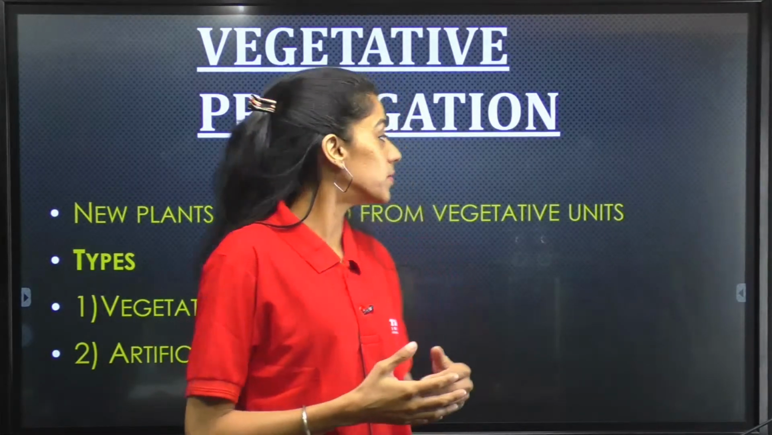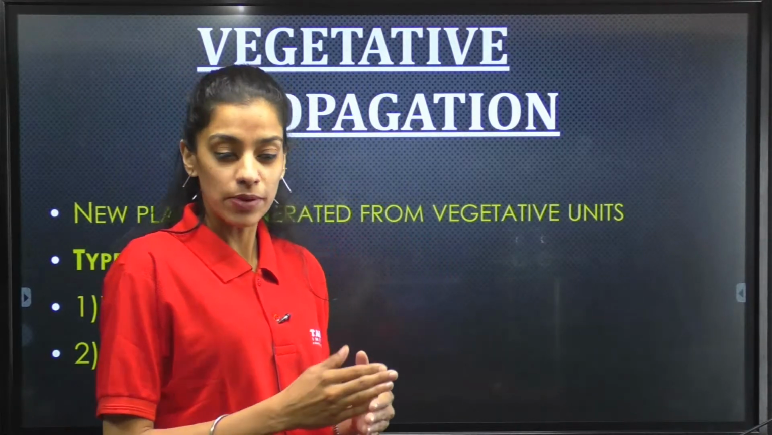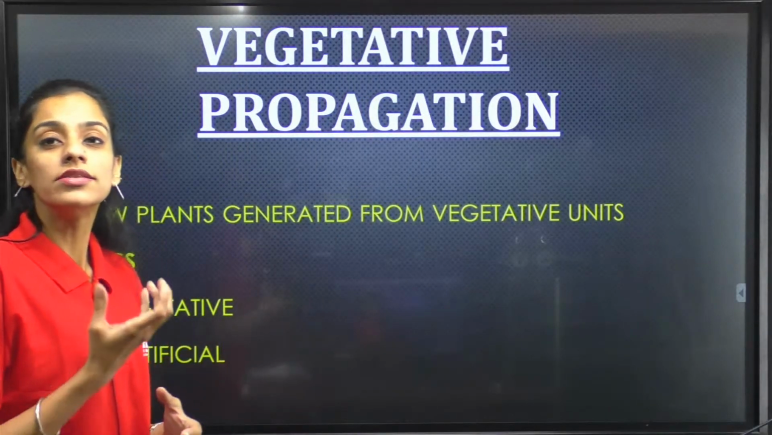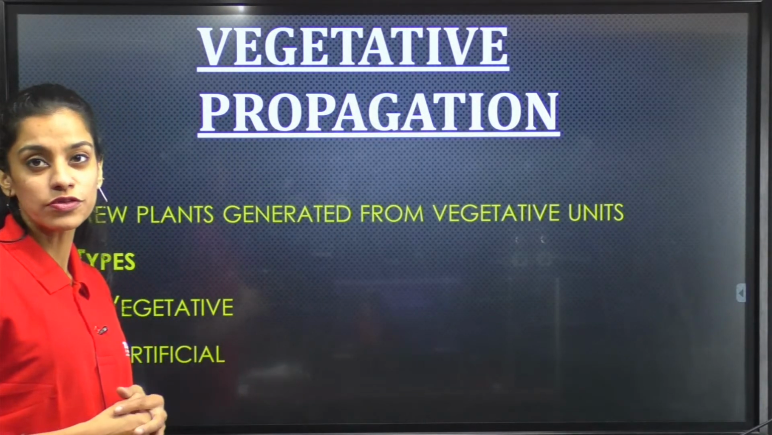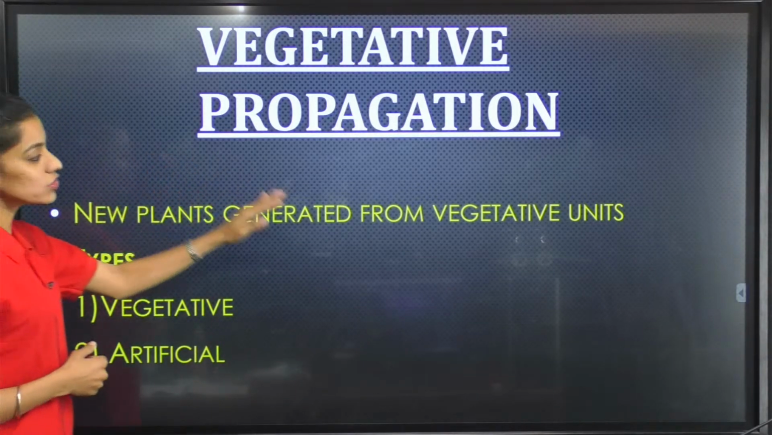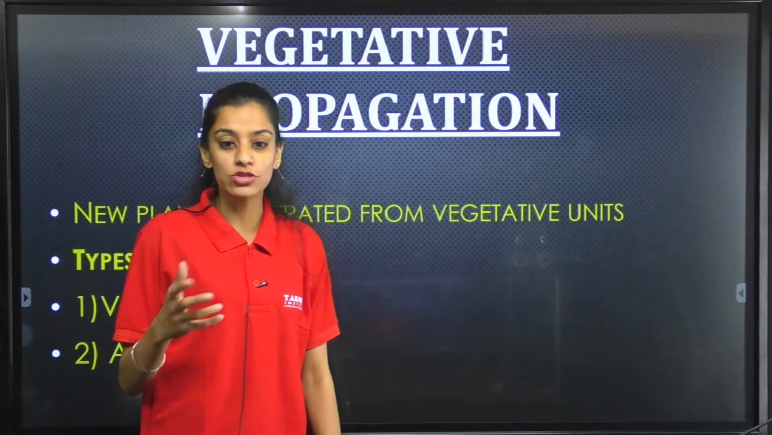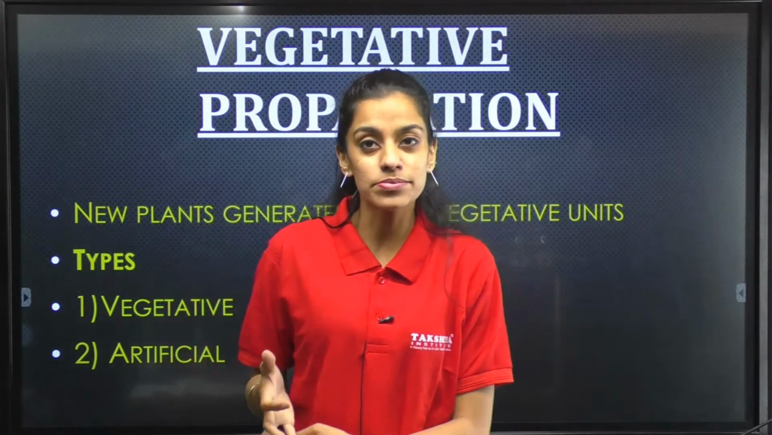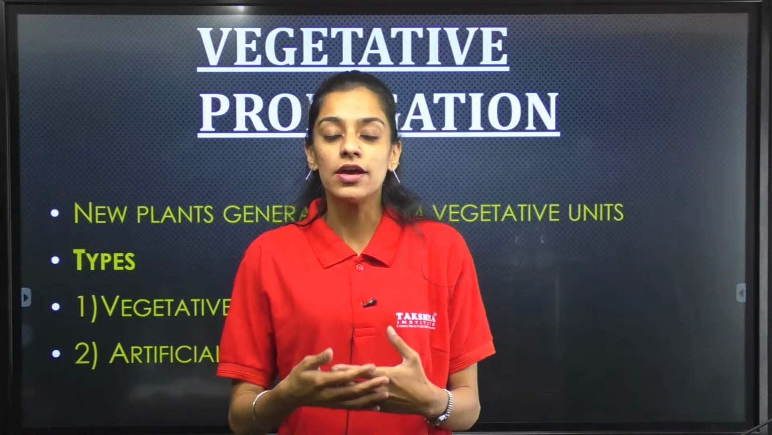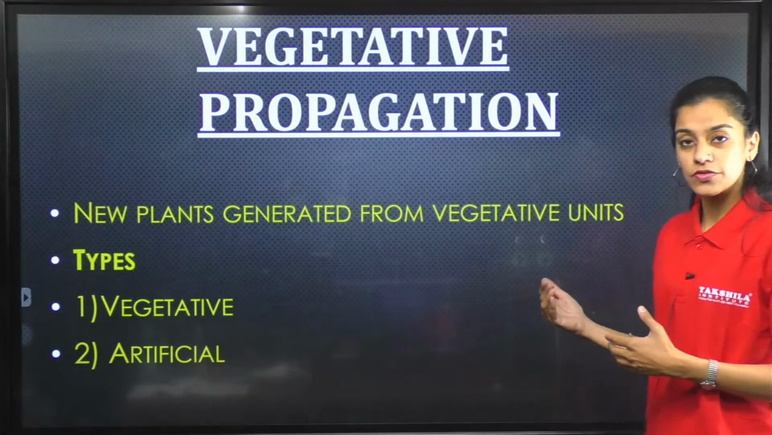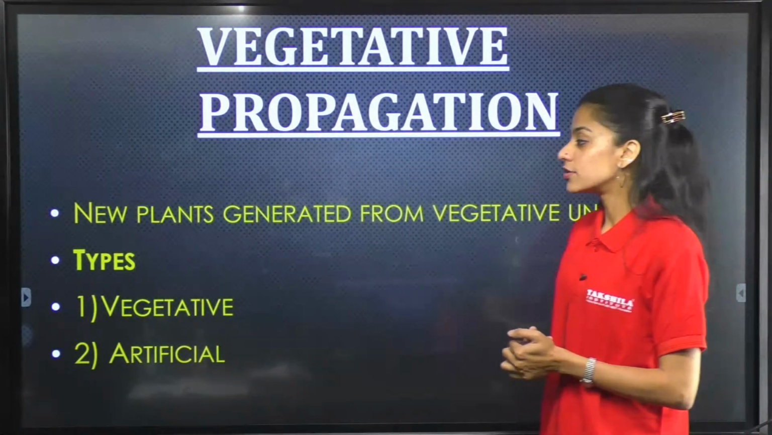Right? And that is referred to as vegetative propagation. So let's discuss. We only keep it restricted to plants, and we'll be discussing a few examples from which it will be clear how vegetative propagation holds for plants only. Right. So it says that new plants are generated from the vegetative units, and those vegetative units could be the roots, the stems, the leaves, or any other structure other than that.